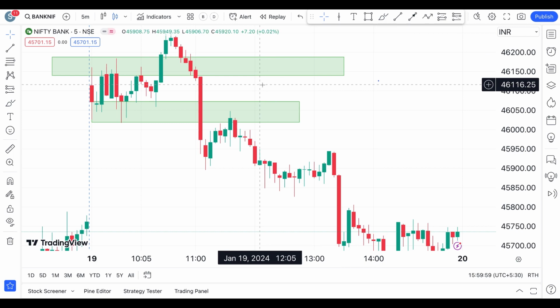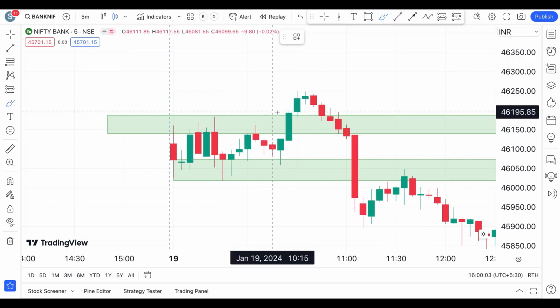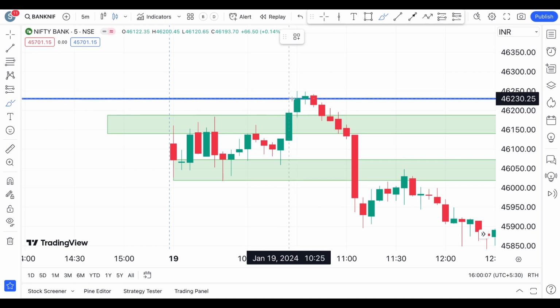Let me mark it. Yeah, so after this, you can see that you have a breakout, a candle coming at 10:25, and also you have got a confirmation candle right there. So now, you know that this is a genuine breakout after a 10:30 candle close.